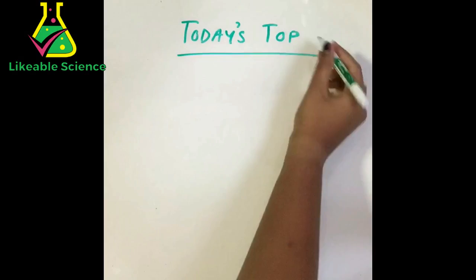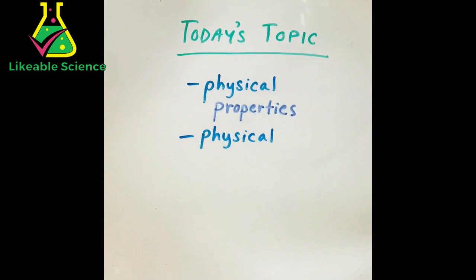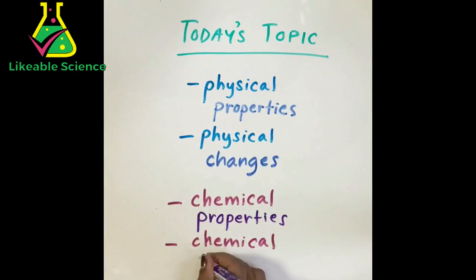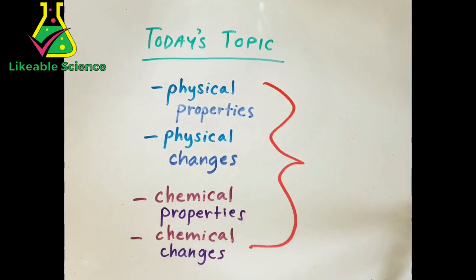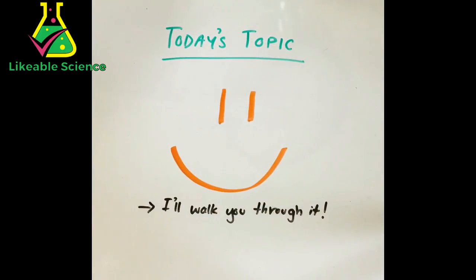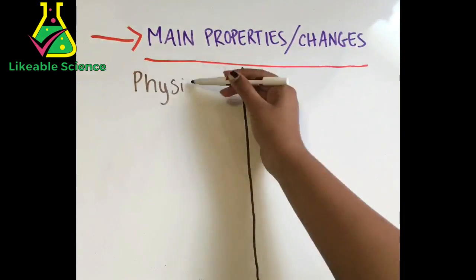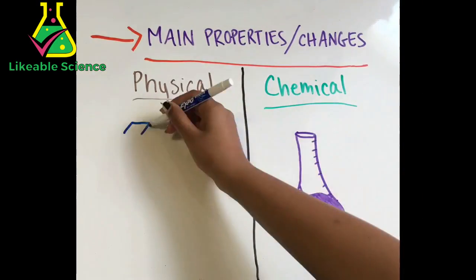Today's topic is physical properties, physical changes, chemical properties, and chemical changes. I know, it's a lot to learn, but I'm here to walk you through it. There are two types of properties and changes, physical and chemical.